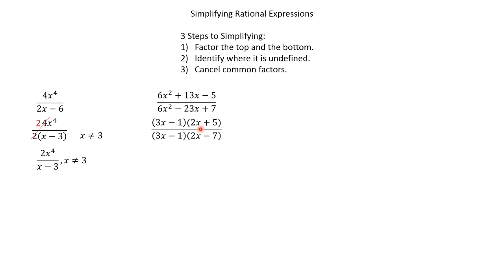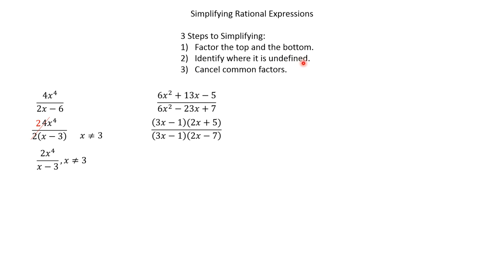I got 3x minus 1 times 2x plus 5 and 3x minus 1 times 2x minus 7. Check our work. 3x times 2x equals 6x squared. 3x and 5 is 15x minus 2x is 13x minus 5. In the bottom, 6x squared, we have minus 21x minus another 2x is minus 23x. And negative 1, negative 7 is plus 7. So this is probably the hardest type of thing that we're going to factor in this whole topic. Most of them are a lot easier than that, but it's good to have a hard one as an example.